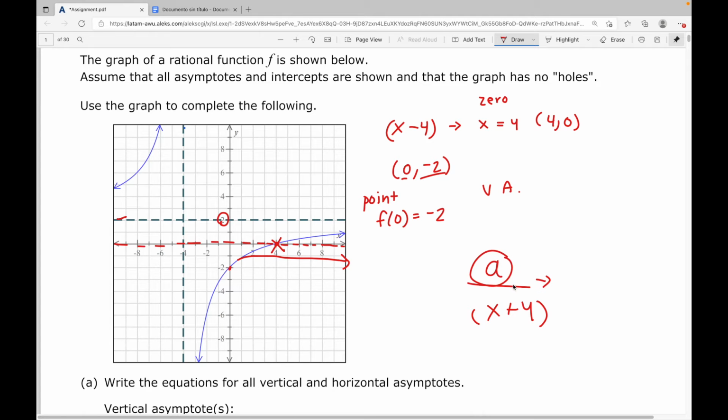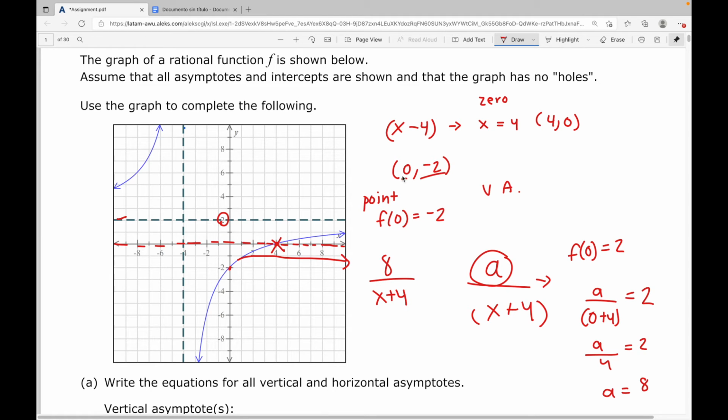And how can we get A? It will be the same. We have to solve for A because the horizontal asymptote doesn't help out that much. So we know that the function evaluated at 0 is equal to -2. So technically we just have to do A divided by (0 plus 4) equals -2. And then we just multiply. So in this case, A equals -8. So the formula will be -8 over (x plus 4).